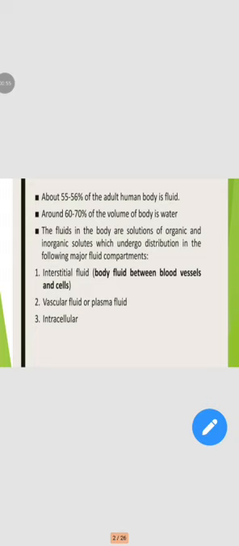The fluids in the body are organic and inorganic solutes which undergo distribution in the major fluid compartments. The fluid compartments are interstitial fluid, vascular fluid or plasma fluid, and intracellular fluid. There are three types. First one is interstitial fluid. Interstitial means body fluid between blood vessels and cells. That is known as interstitial.